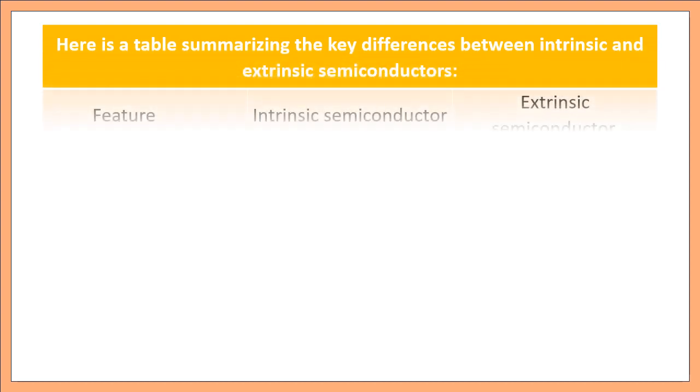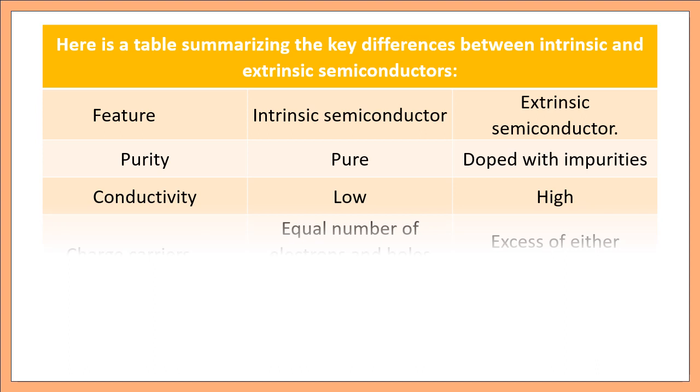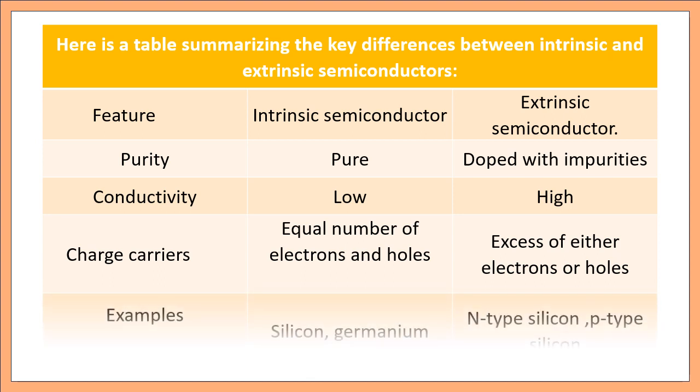Feature: intrinsic semiconductor, extrinsic semiconductor. Purity: pure, doped with impurities. Conductivity: low, high. Charge carriers: equal number of electrons and holes, excess of either electrons or holes. Examples: silicon, germanium; N-type silicon, P-type silicon.